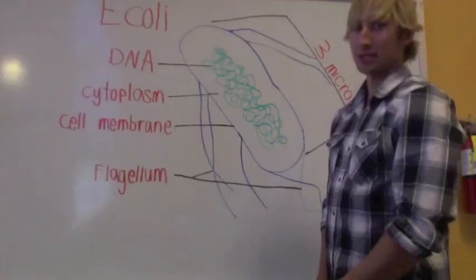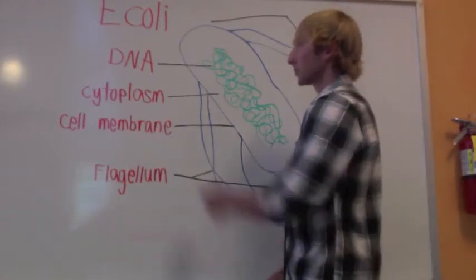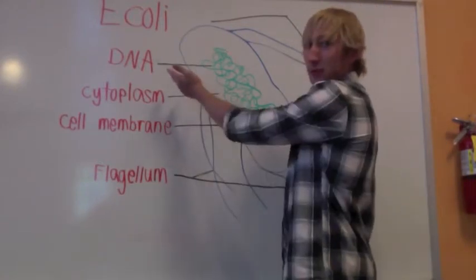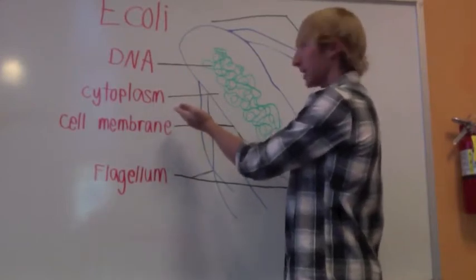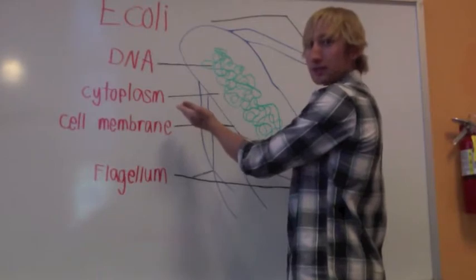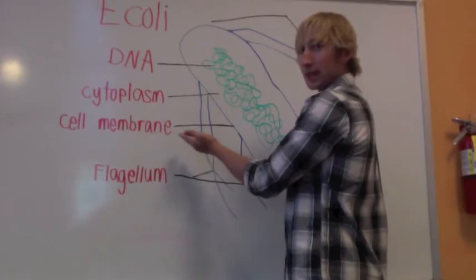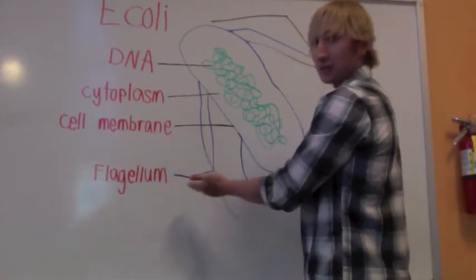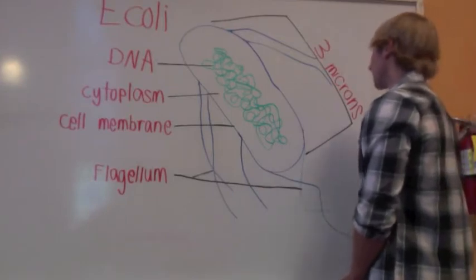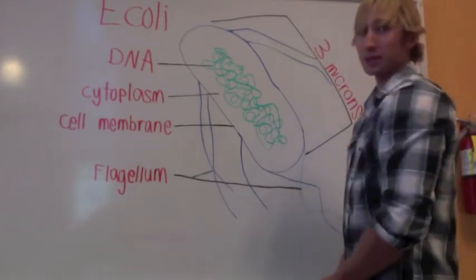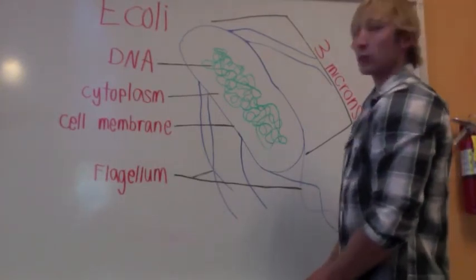I'm here to explain to you the parts of the E. coli bacteria. First, we have the DNA, the genetic blueprint for the organism. The cytoplasm, which is the liquid inside of the bacteria, keeps all the organelles and stuff from bumping into each other. The cell membrane holds all the cytoplasm together, and the flagellum allows for movement. The total length of this organism is about 3 microns, which is impossible to see with the human eye and requires a microscope. Those are all the parts of the E. coli bacteria.